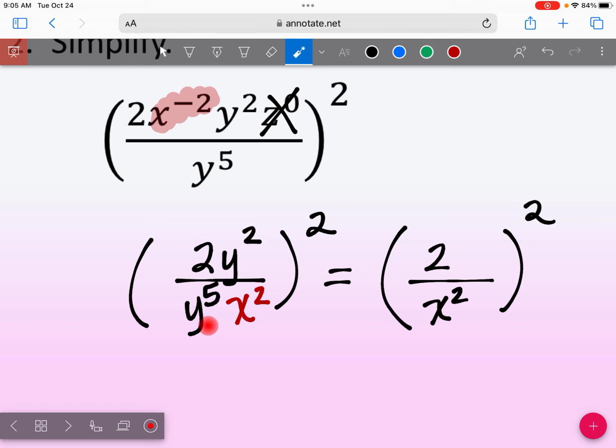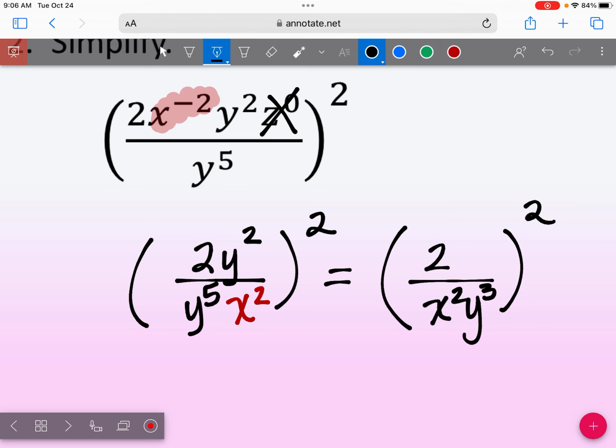become positive 3. Another way to look at it is when you subtract, you're going to put what you have left over where you started with more. And notice I have more downstairs, so that's why I'm going to put my y to the power of 3 downstairs.